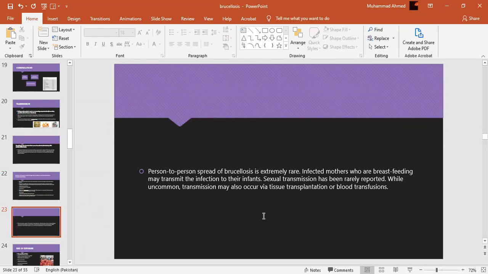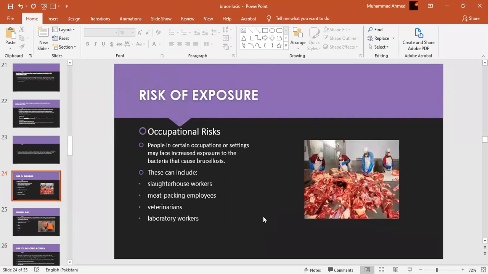Person to person spread of brucellosis is extremely rare. Infected mothers who are breastfeeding may transmit the infection to their infants. Sexual transmission has been rarely reported, while uncommon transmission may also occur via transplantation or blood transfusions.